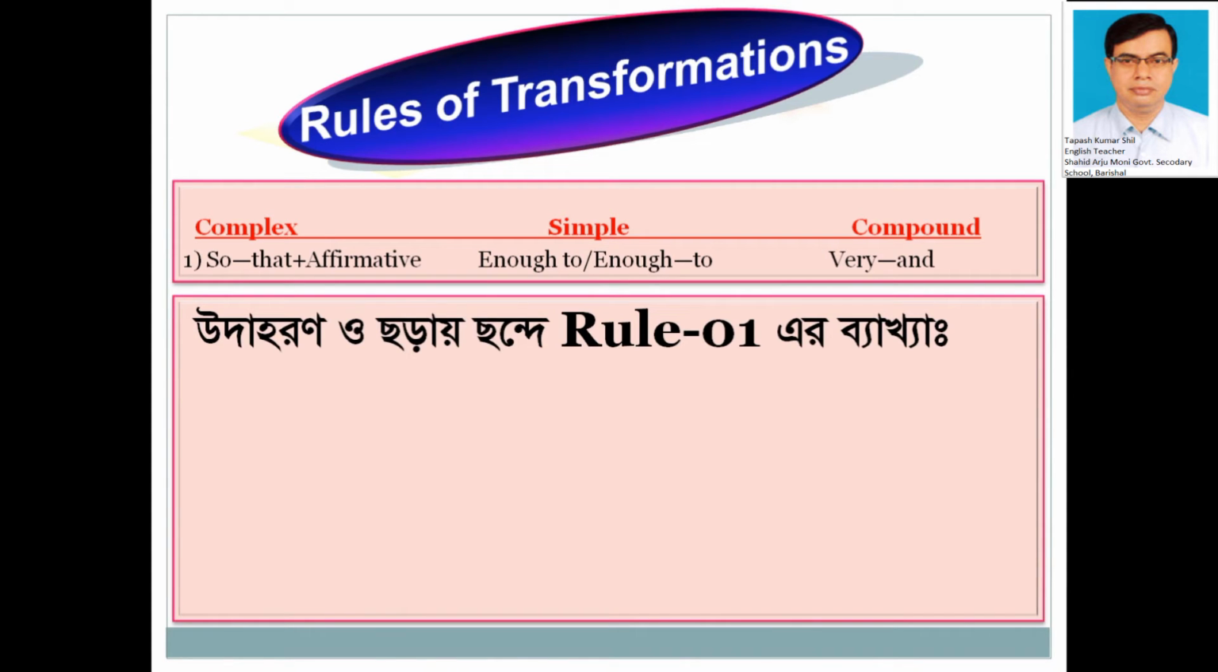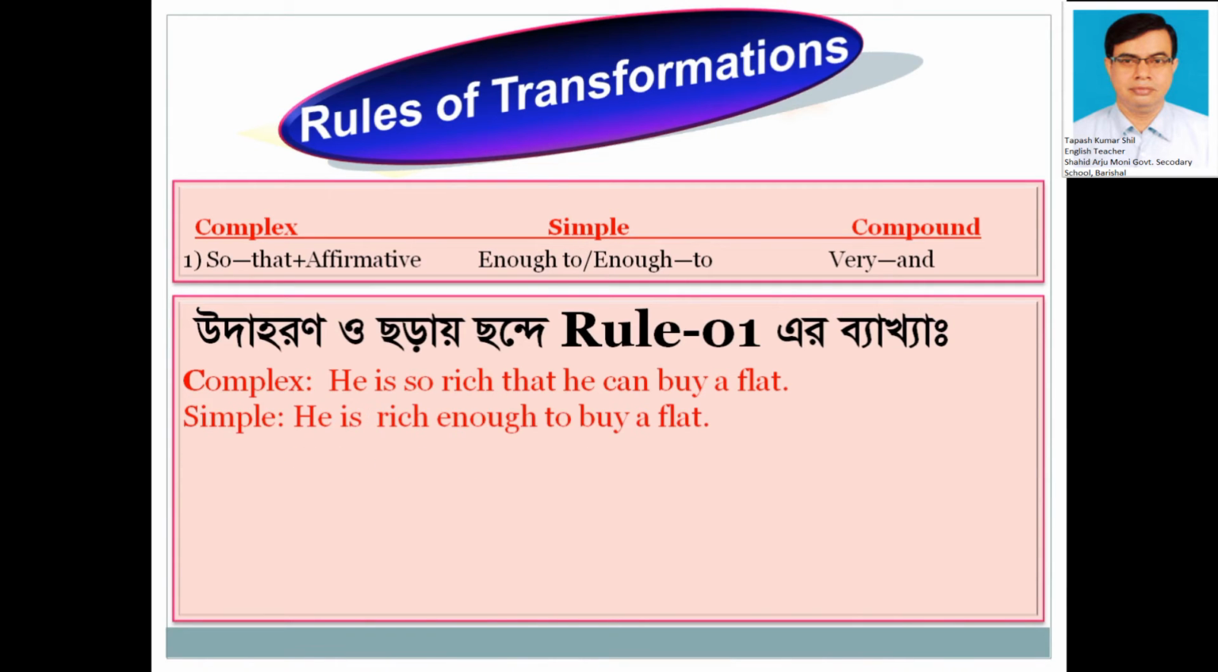At first, example, complex. He is so rich that he can buy a plot. Simple. He is rich enough to buy a plot. That means, if there is so followed by that, then affirmative. That means the last part of the sentence will be affirmative. In this case, you will have to use enough to in simple. Compound. He is very rich and he can buy a plot.